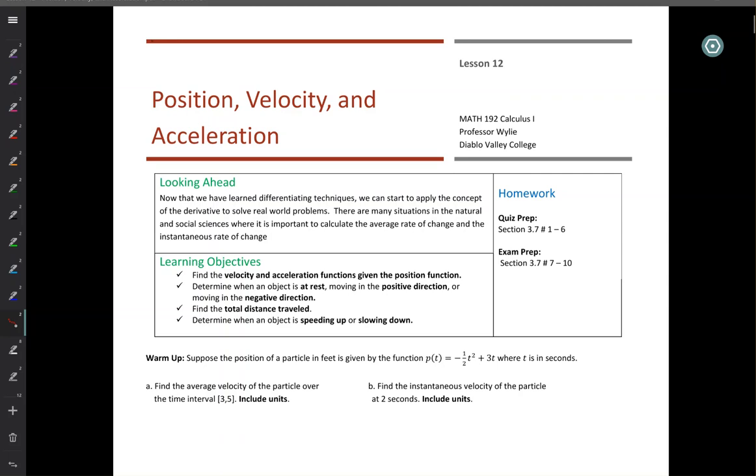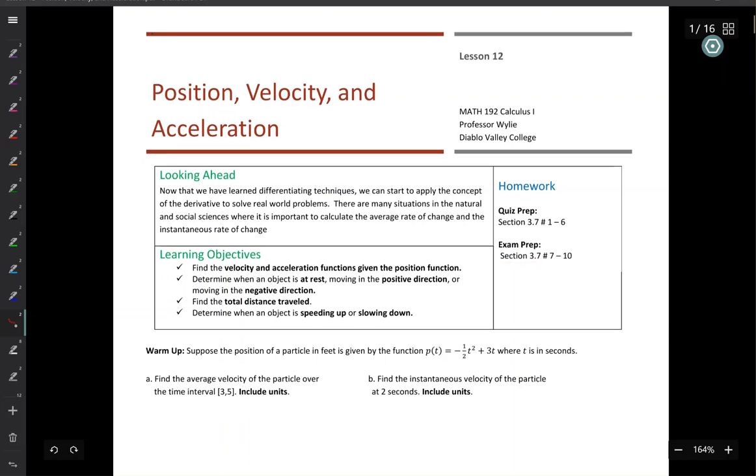All right, so welcome to lesson 12. So far we've been learning differentiation techniques, and now we're ready to start applying those techniques to some concepts in real-world situations. Specifically in this packet, we're going to be looking at the physics example that looks at the position function, the velocity function, and the acceleration function. This content is coming from section 3.7 in your textbook.